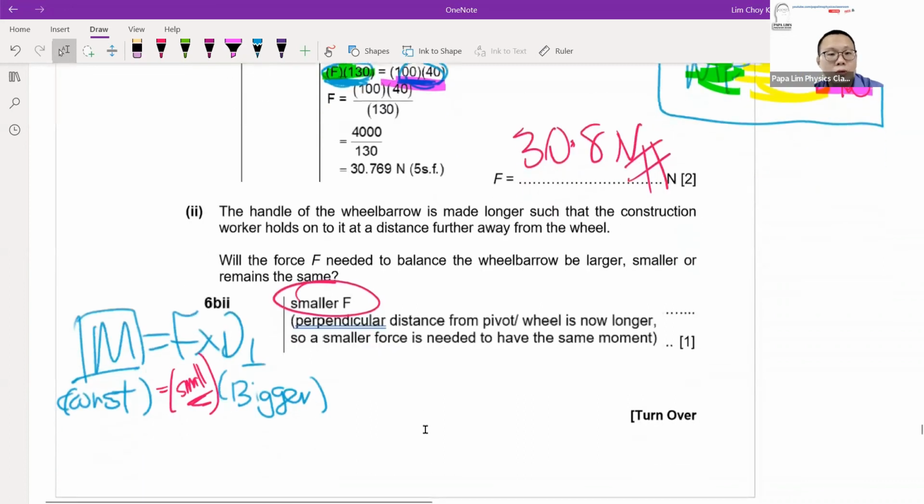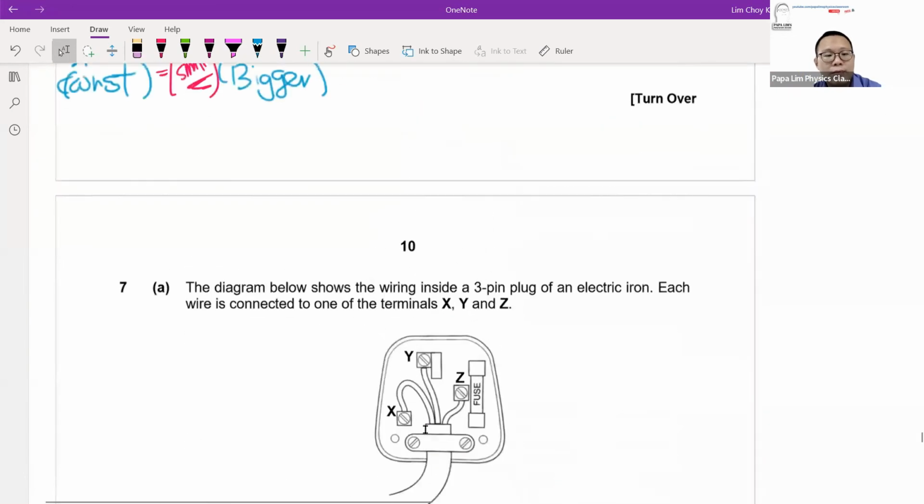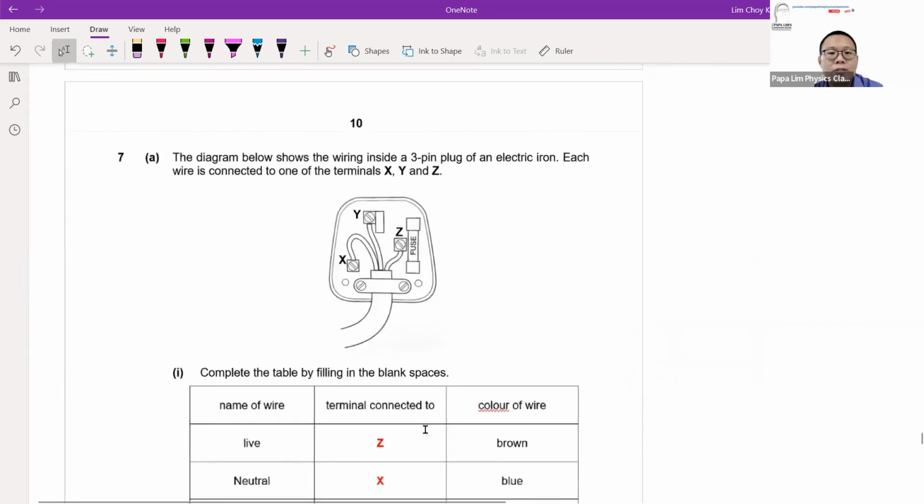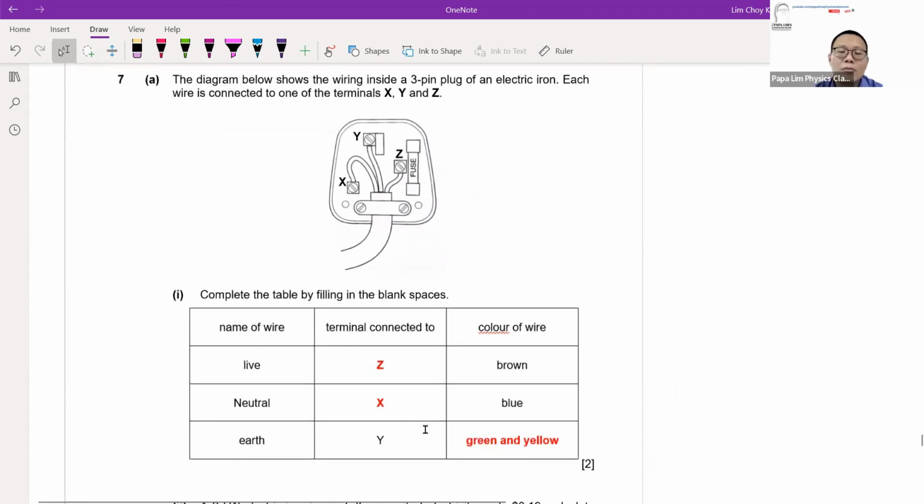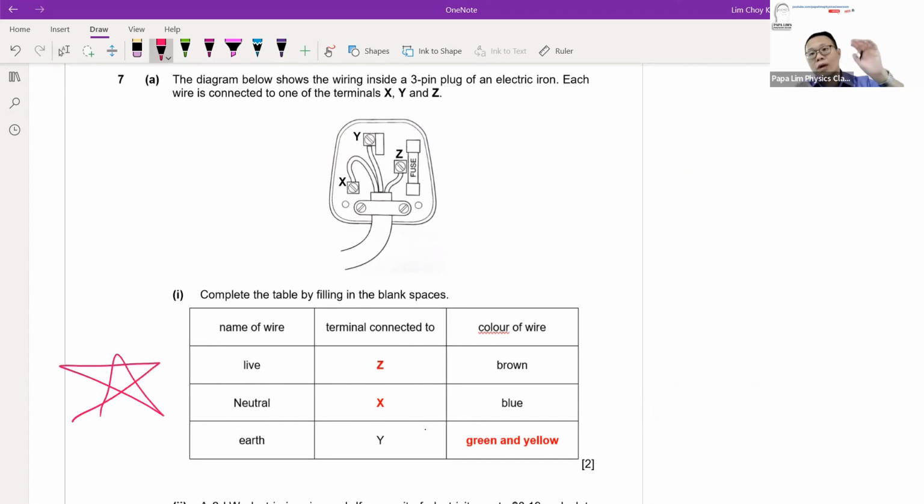Okay, so take note of the question. Question 7 is on practical electricity. The first thing is to know the wiring of the cable. This is a standard thing that for all practical electricity, whenever you revise the topic, you have to take note of the colors: which is the live wire, which is the neutral wire and the earth wire.